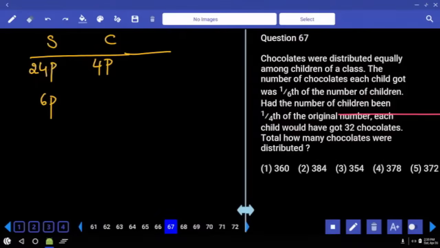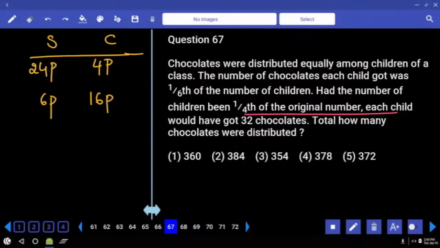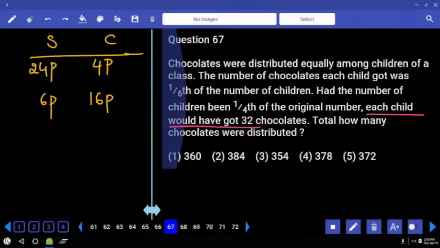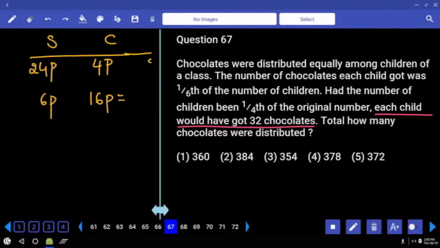Total number of chocolates, 96 parts square is needed, isn't it. Even if the number of students changes, the same 96 parts square chocolates are to be distributed in this case also. Then now each student will get 16 parts, then only the product of these two will become 96 parts square, correct? Right. Now, each child would have got 32 chocolates. That means these 16 parts is equal to 32 only. Each student now getting 32.